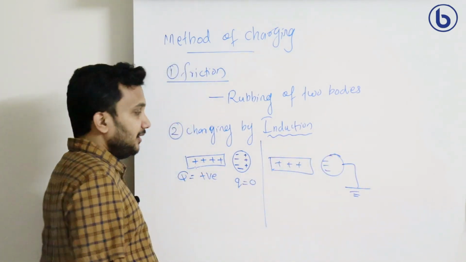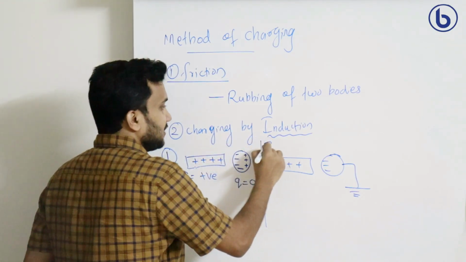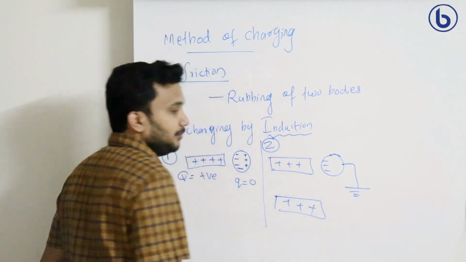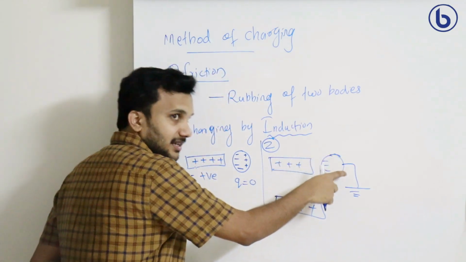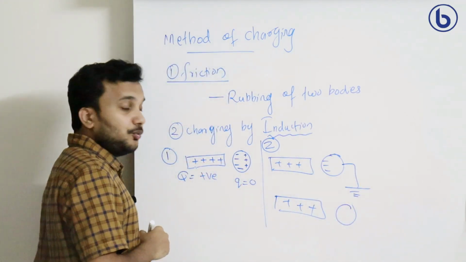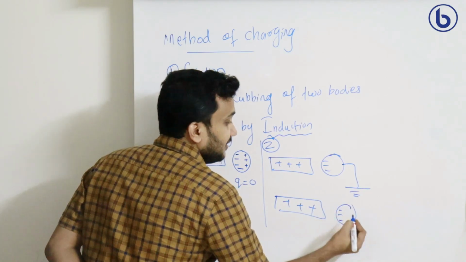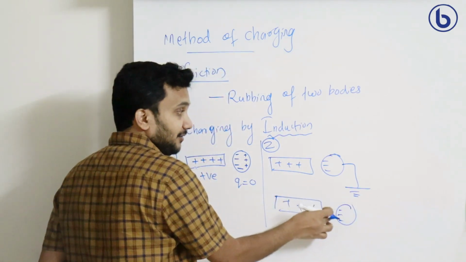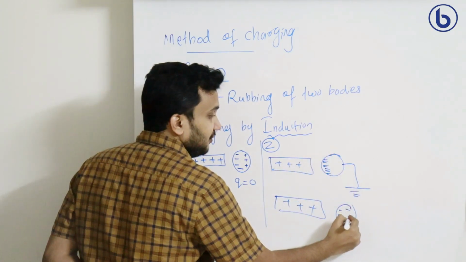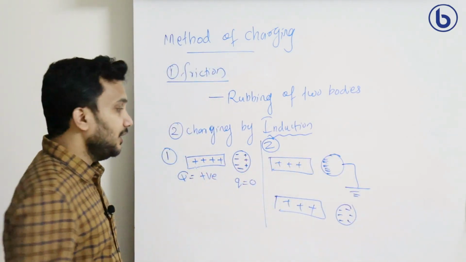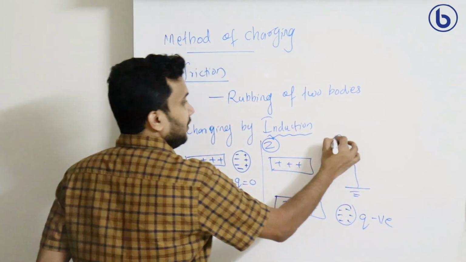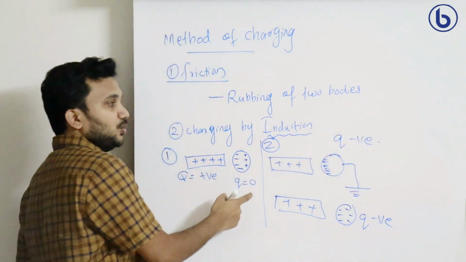This is considered the first step, this is the second step, and in the third step I am repeating the same experiment, but the only difference is that after doing the second step, I am removing the ground connection. If I remove the ground connection, what will happen? The negative charges available on this side will distribute across the body. Now what will be the charge of this body? The charge is negative, Q is negative, here also Q is negative, but here Q is positive.